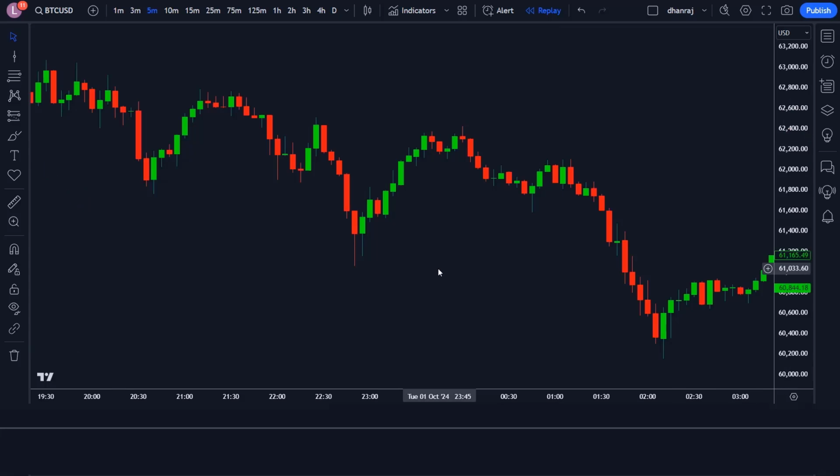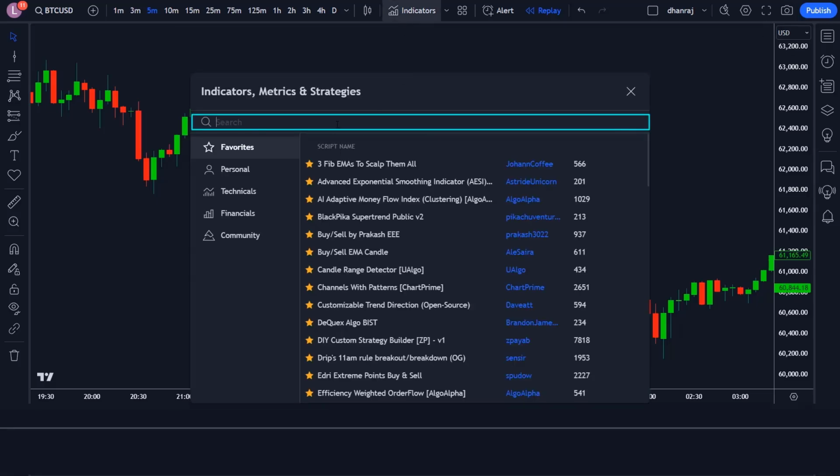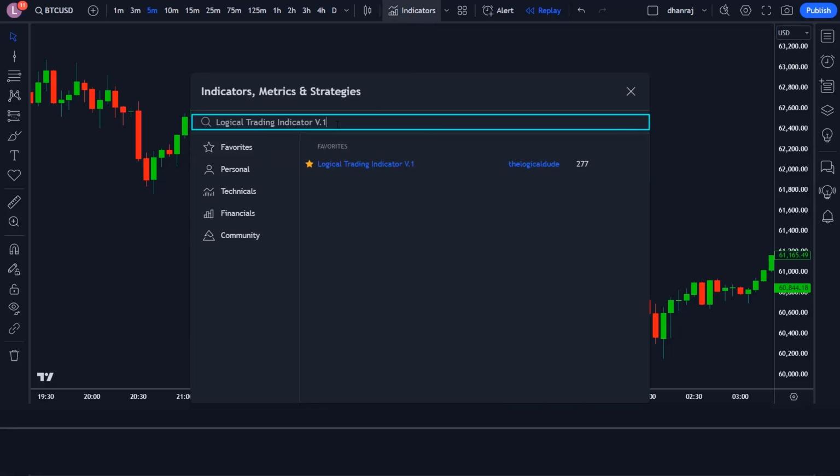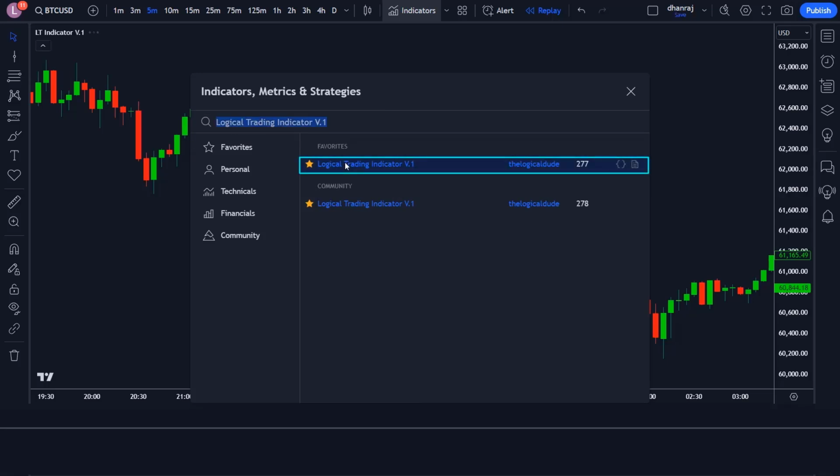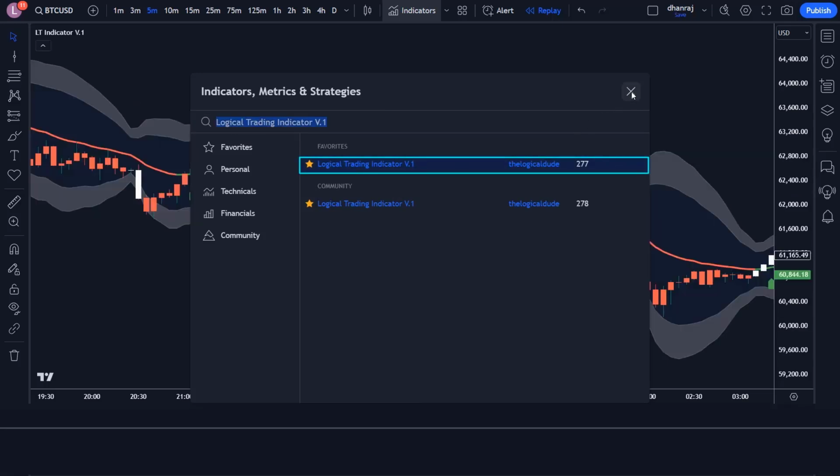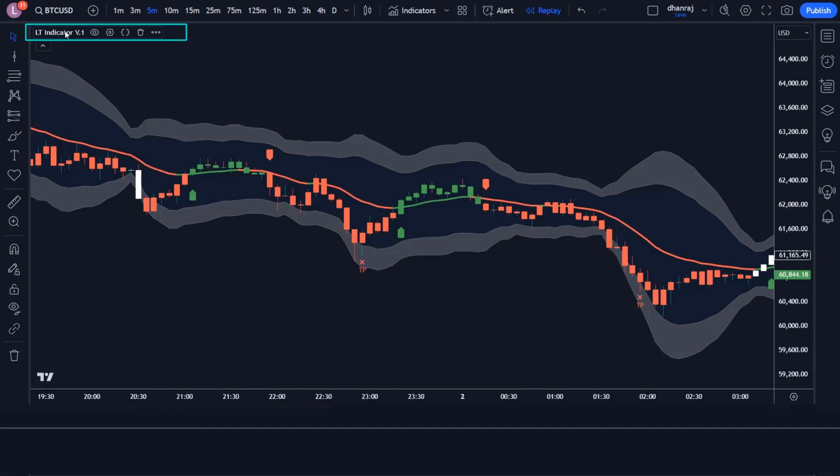Let's start the video. We open the Bitcoin 5-minute chart. This strategy works well on the 5-minute time frame, as this strategy is unique as no one has ever told you about it before. Let us know and understand the trading setup. First of all, we will search the logical trading indicator in the search box of TradingView. After that, we have to click on the logical trading indicator option, in which we have to change some settings.